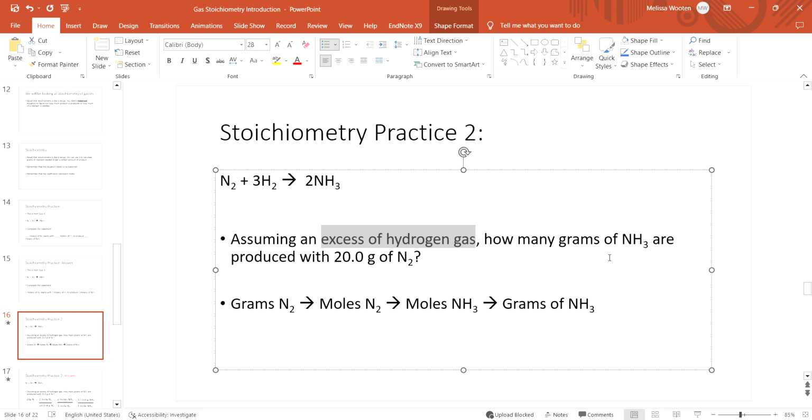So if we have excess of hydrogen gas, it's like having the excess flour, right? That's why they tell you excess of hydrogen gas, to tell you what the limiting reactant is. And so you have to work with the 20 grams of N2 because they're telling you that that is your limiting reactant. So you have to start off with your given, and you're given grams of N2. You're going to use the molar mass of N2 to get to moles of N2. And then you're going to use your balanced chemical equation to go from moles of N2 to moles of NH3. And then you're going to use the molar mass of NH3 to get to grams of NH3.